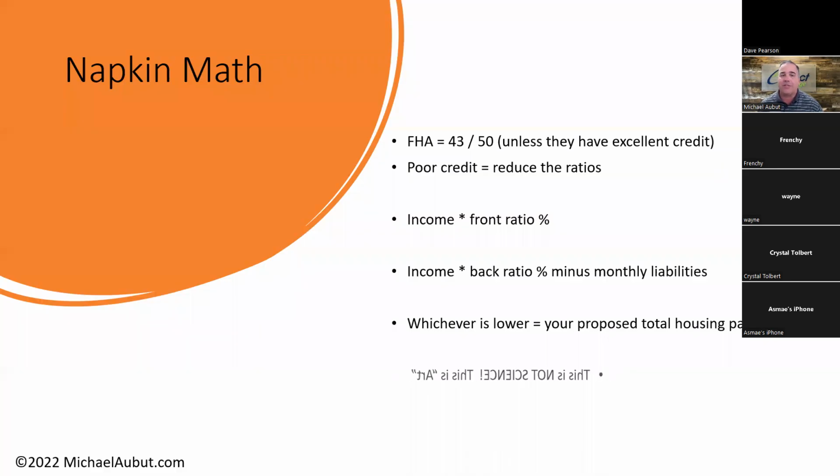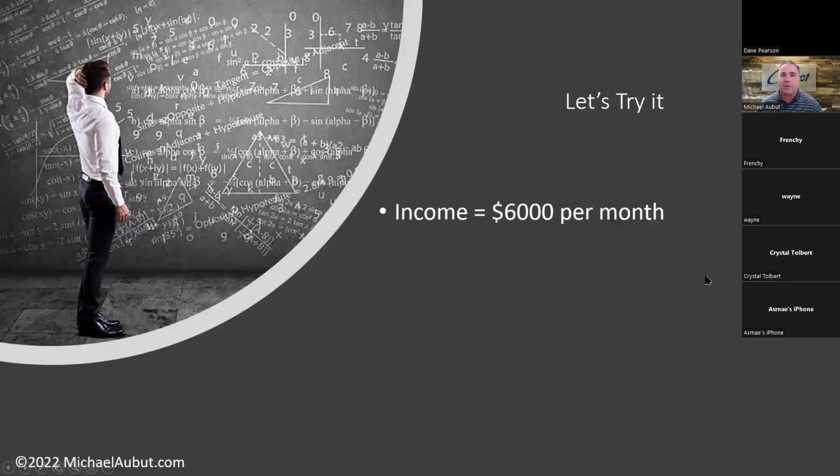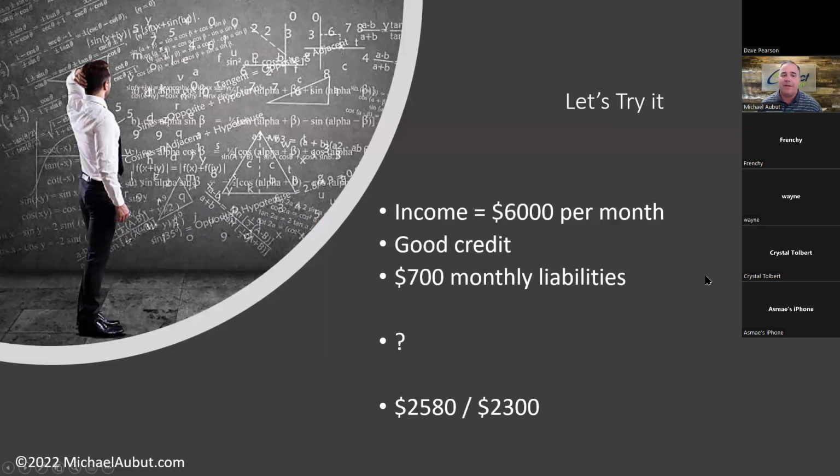I'm going to go back here for a second. You have to do this front ratio formula, and then you have to do this back ratio formula, and whichever is lower is your proposed housing payment. So if you did that again, you would come out with 2,300, not 2,580, as your proposed housing payment.